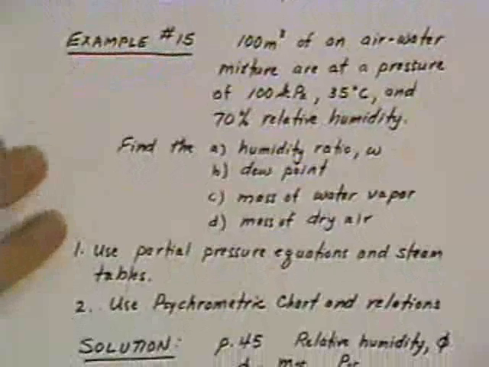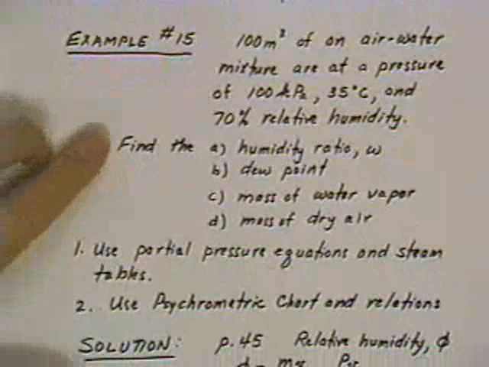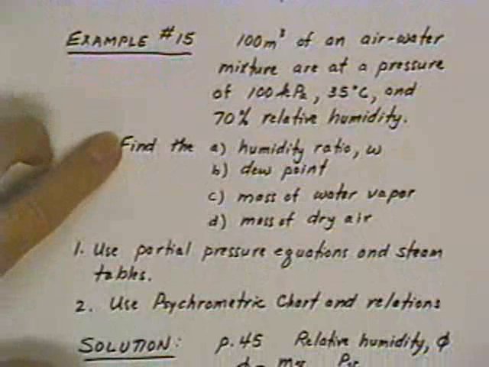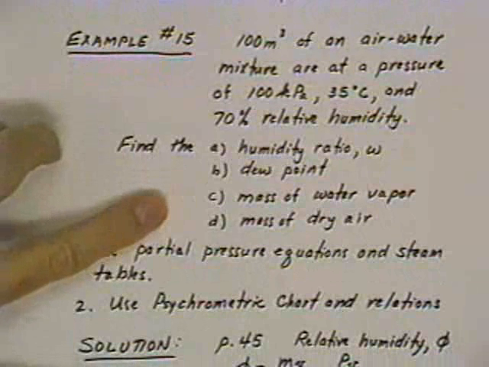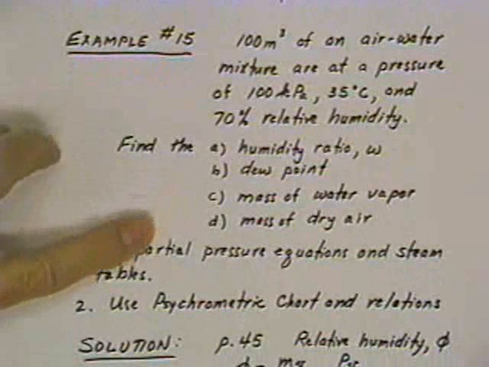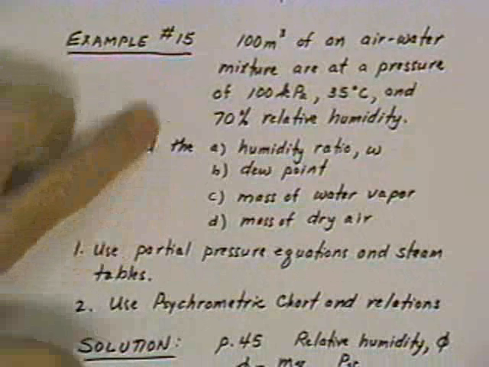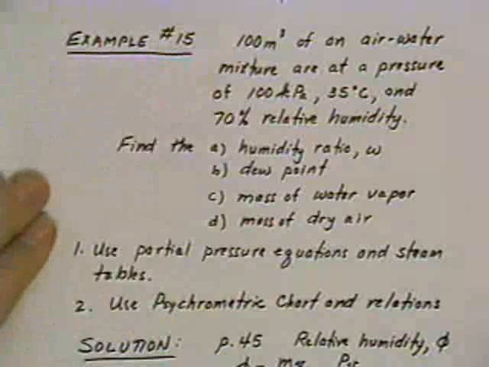We want to find 4 different things out of this. We want to find the humidity ratio, which is defined as omega. We'd like to find the dew point. We'd like to find the mass of the water vapor, and we'd like to find the mass of the dry air that's contained in this 100 cubic meter volume.